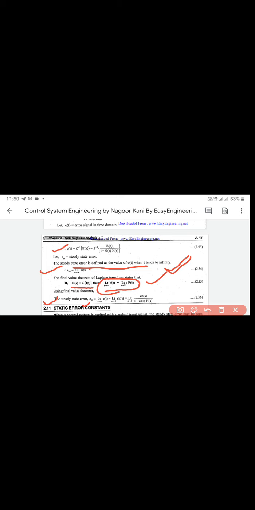So how can you write this value in terms of the final value theorem? It is nothing but limit s tends to 0 of s into E of s. So what is the E of s value? It is nothing but R of s by 1 plus G of s into H of s. So this is the final steady state error for the given closed loop transfer function.